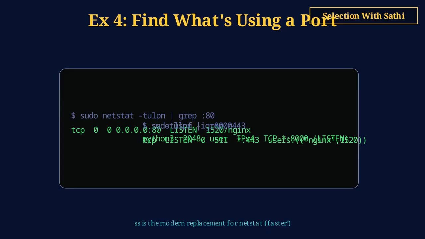For scanning ports on a remote machine, use nmap -p 80,443 followed by the IP. This tells you which ports are open on the target.